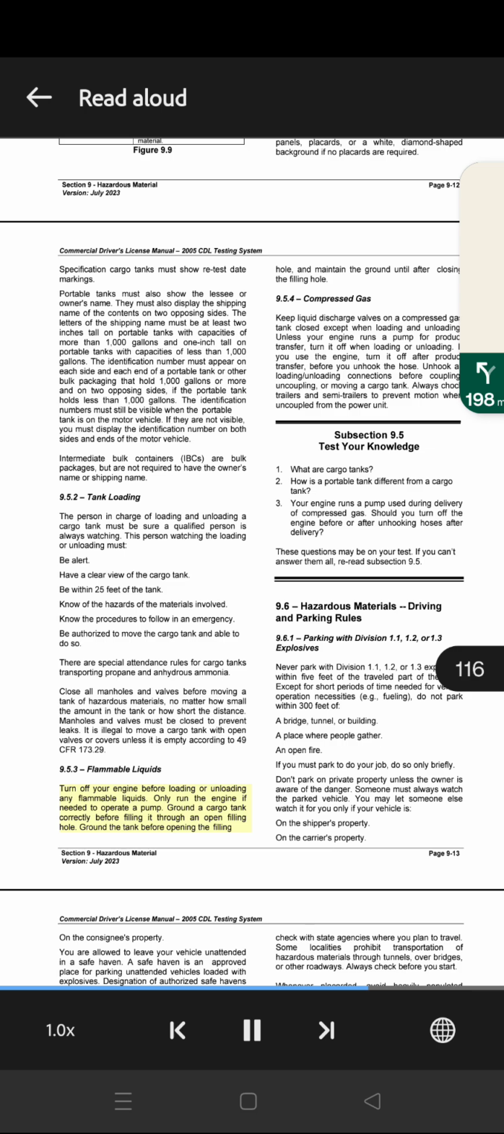9.5.3 Flammable liquids. Turn off your engine before loading or unloading any flammable liquids. Only run the engine if needed to operate a pump. Ground a cargo tank correctly before filling it through an open filling hole. Ground the tank before opening the filling hole.